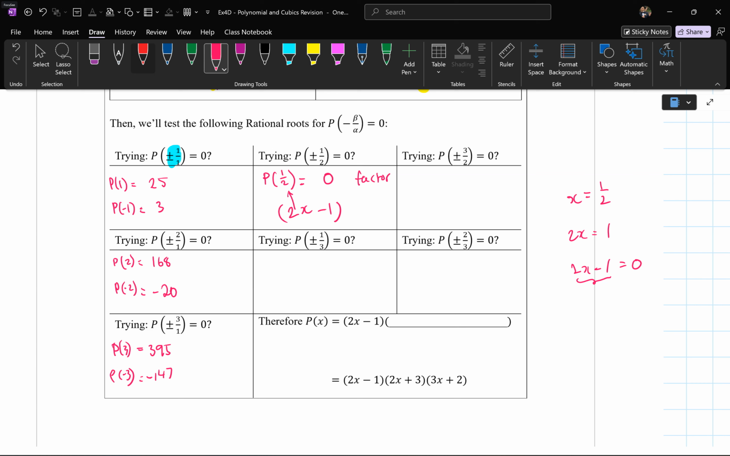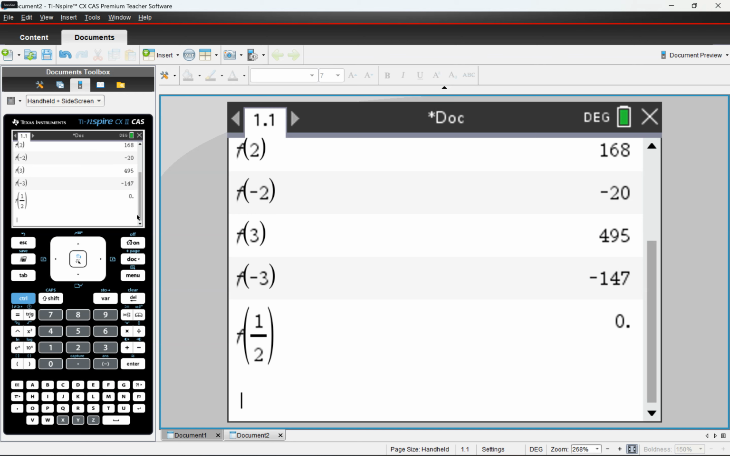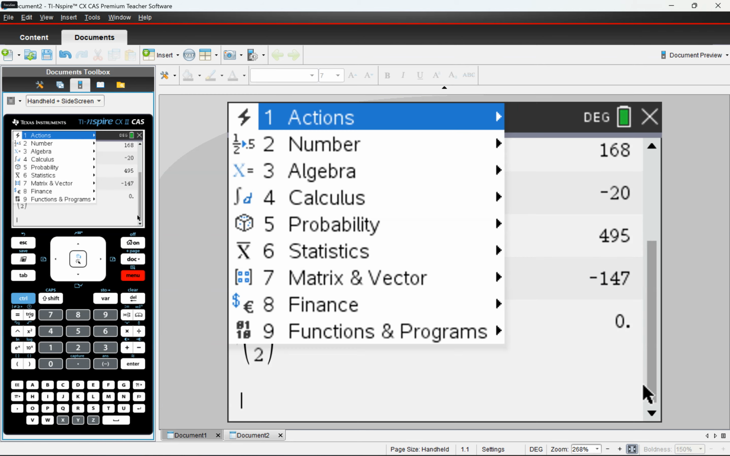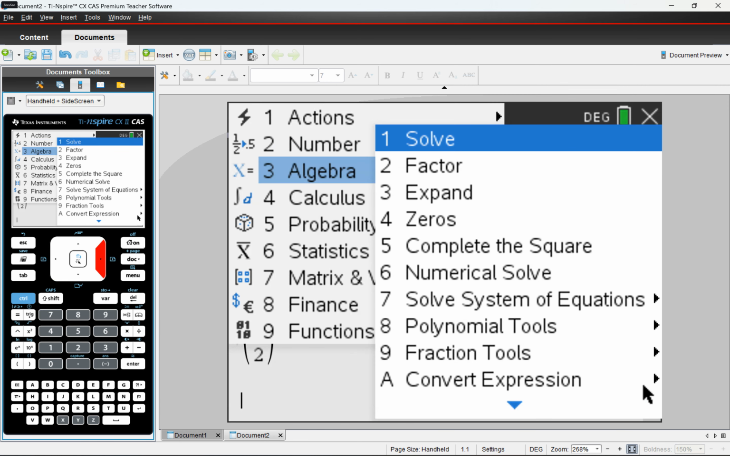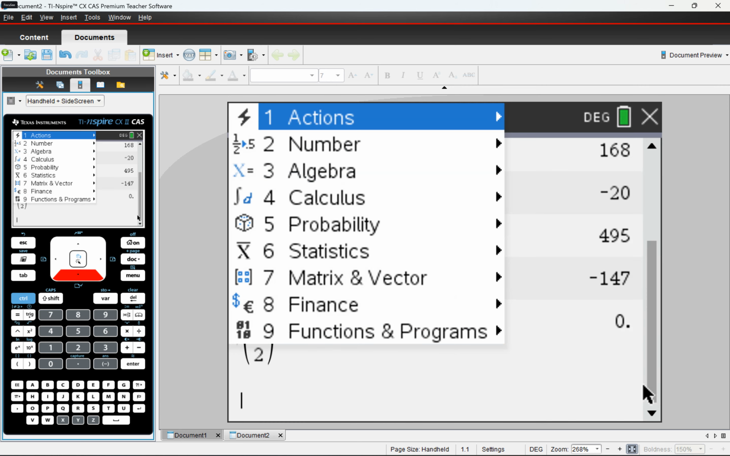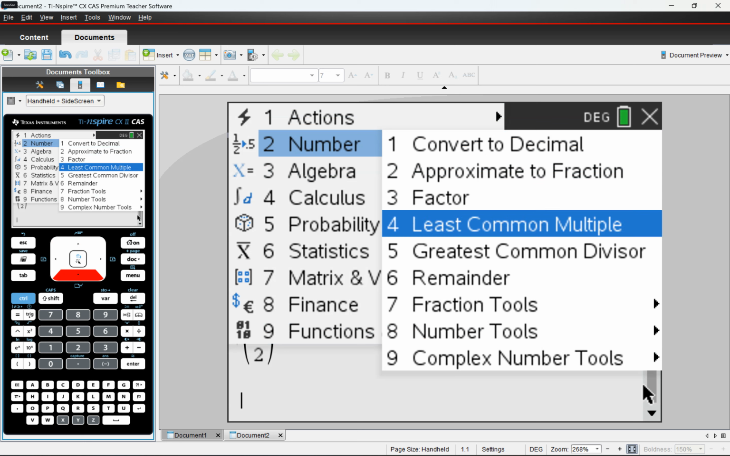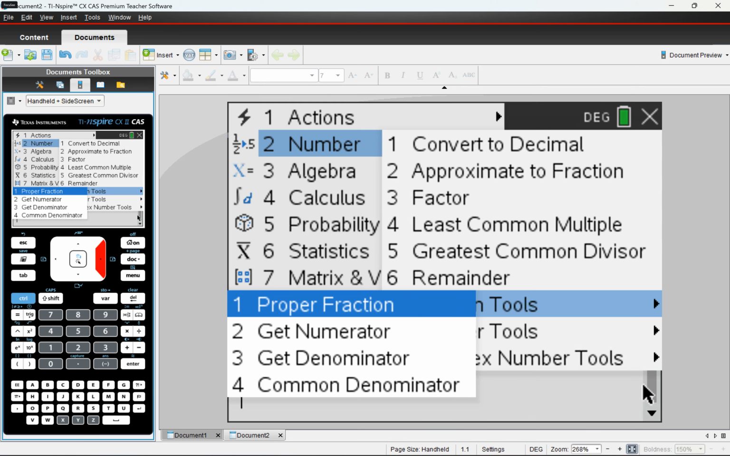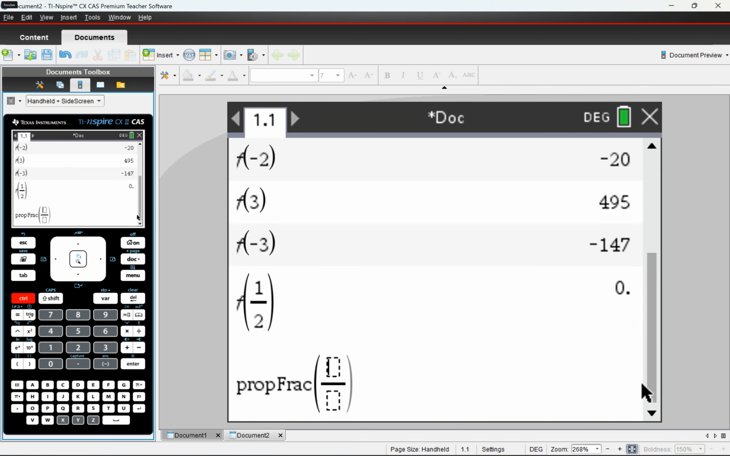And so now how do you find the other factors? I've got my 2x minus 1. To find the other factors, use polynomial division, and you can do it again by hand. Or if it didn't work, you keep testing until you get 0. From here, we can do prop frac. Where is it again? Menu, number 2, fraction tools, proper fraction. Here we go.